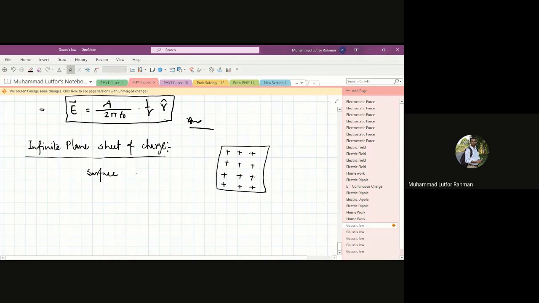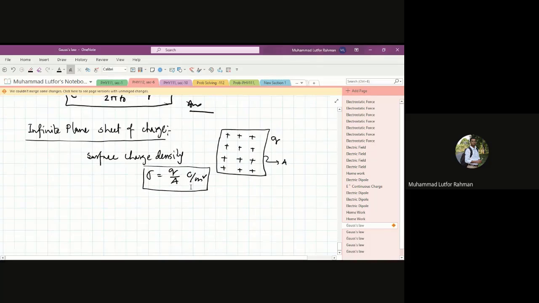surface charge density, which is expressed by sigma. That would be charge per unit area. Say the total charge in that sheet is Q and the area of this sheet is A. Then this would be the surface charge density, which is defined in coulomb per meter square. This is one parameter we have to use for this two-dimensional case, surface charge density.